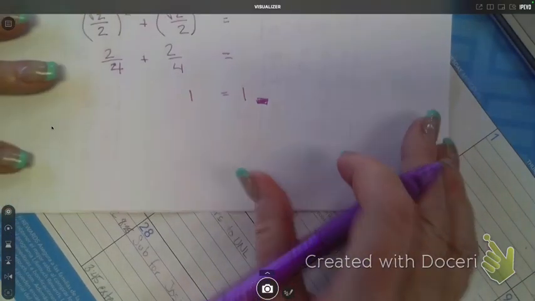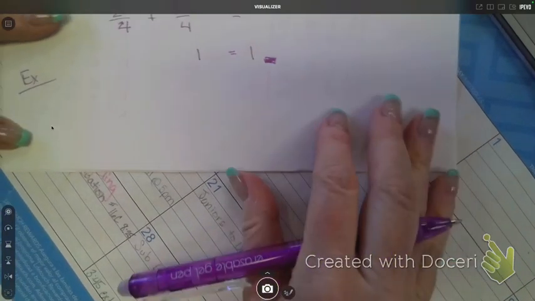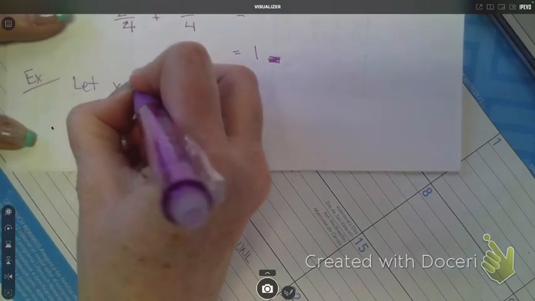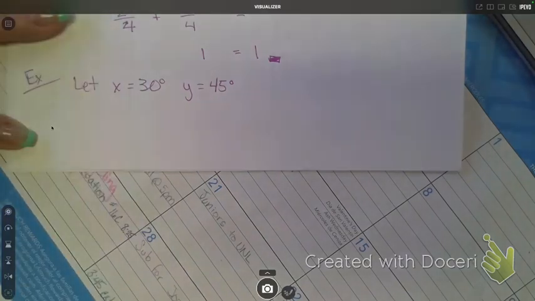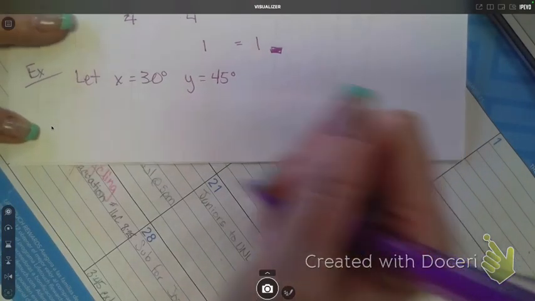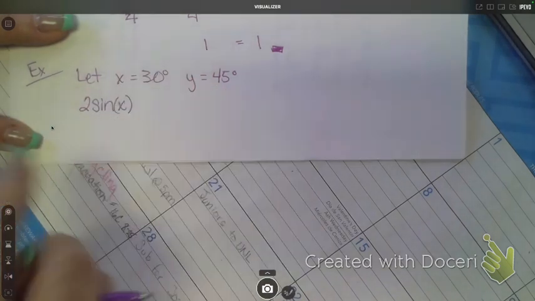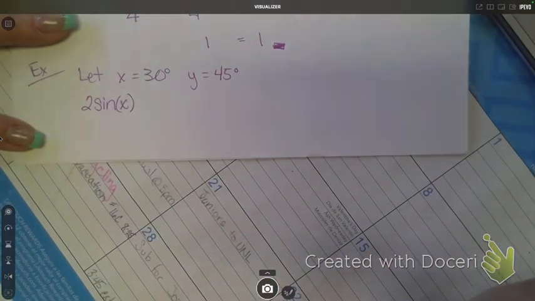Okay. Let x equal 30 degrees, y equal 45 degrees. In each of the expressions that follow, simplify the expression as much as possible. So 2 sine of x. And the book doesn't put parentheses around that x. I would encourage you to put parentheses around what you're taking the sine of. It helps your brain. So what do you think we do?